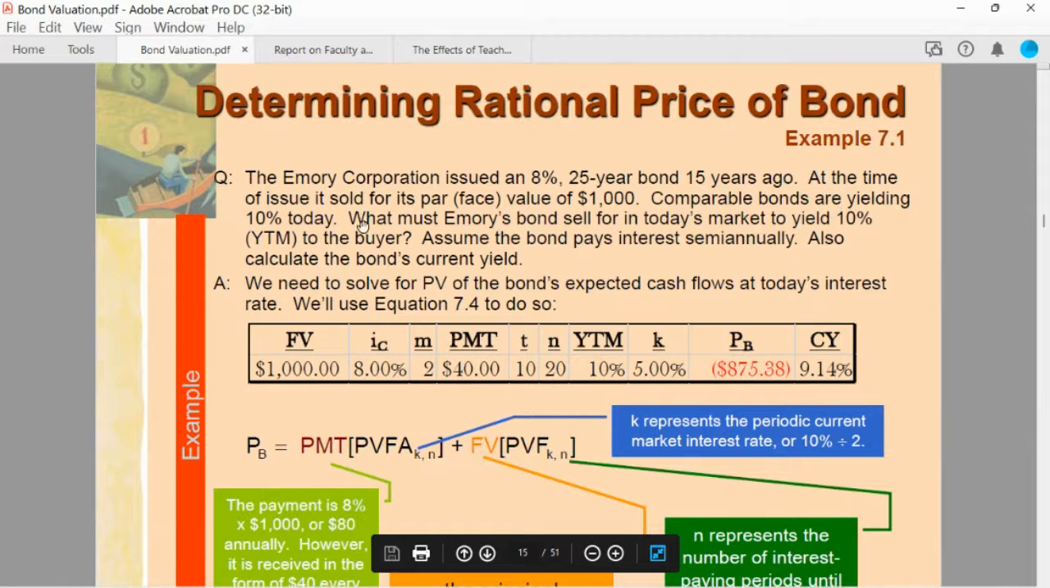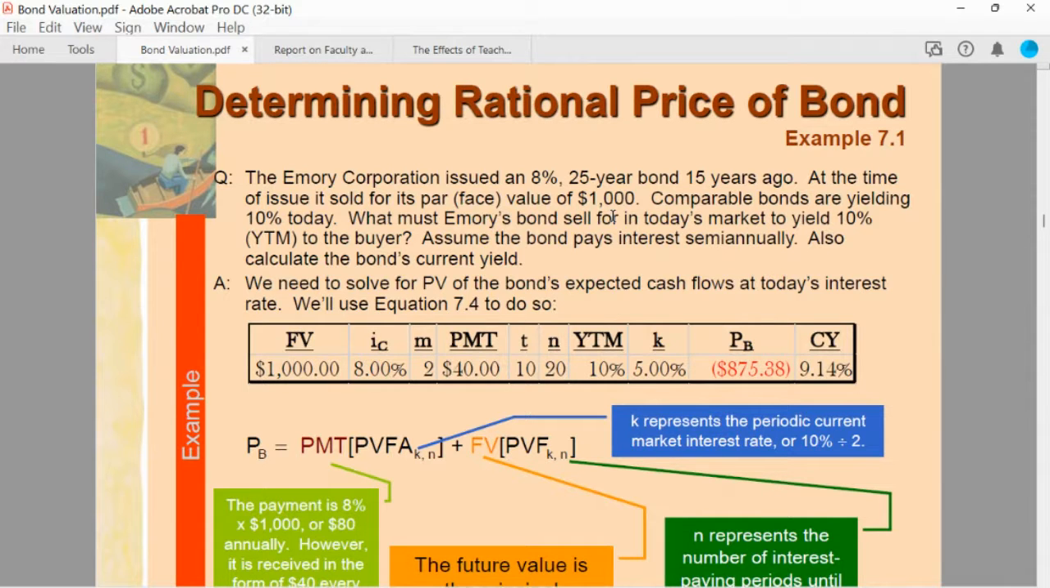At the time of issue, it sold for its par value of 1,000. Oh, this is also another clue. When it was sold, first time, at time zero, it sold for its par value. So then what can you tell from this? What must have been the discount rate at the time?